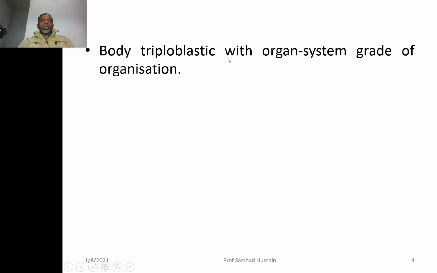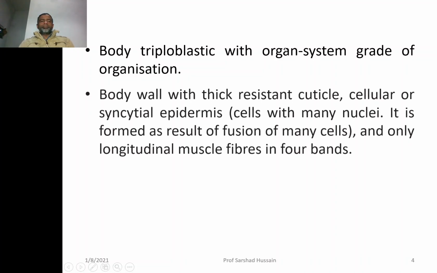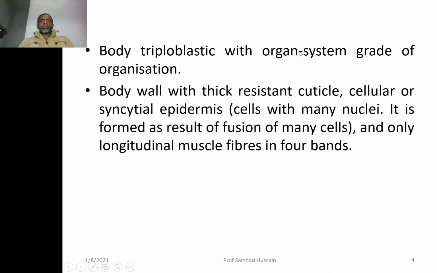Their body is triploblastic, and now the systems have also developed in this phylum. So organ system level of organization is there. System means like digestive system, like reproductive system, etc. Body wall with thick resistant cuticle. So they do have the cuticle. They may have the cellular or syncytial epidermis. Syncytial epidermis, I have already explained in the previous phylum, means cells with many nuclei.